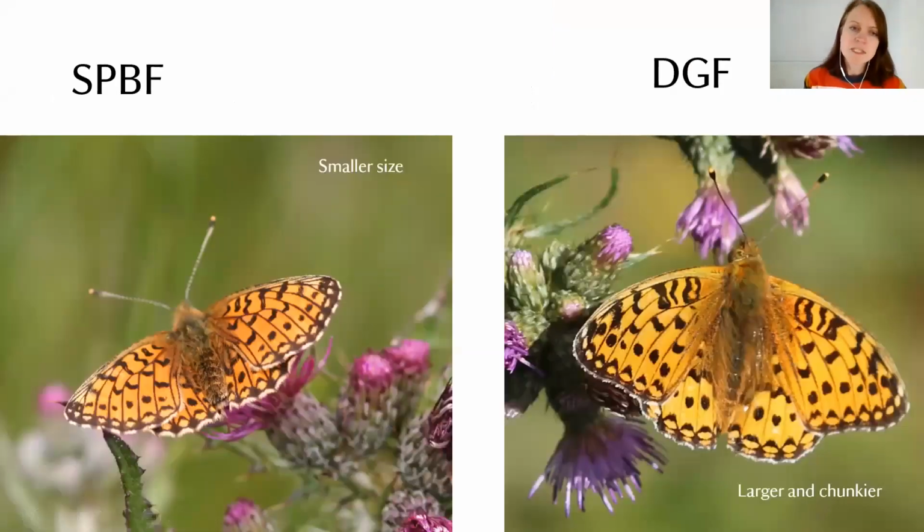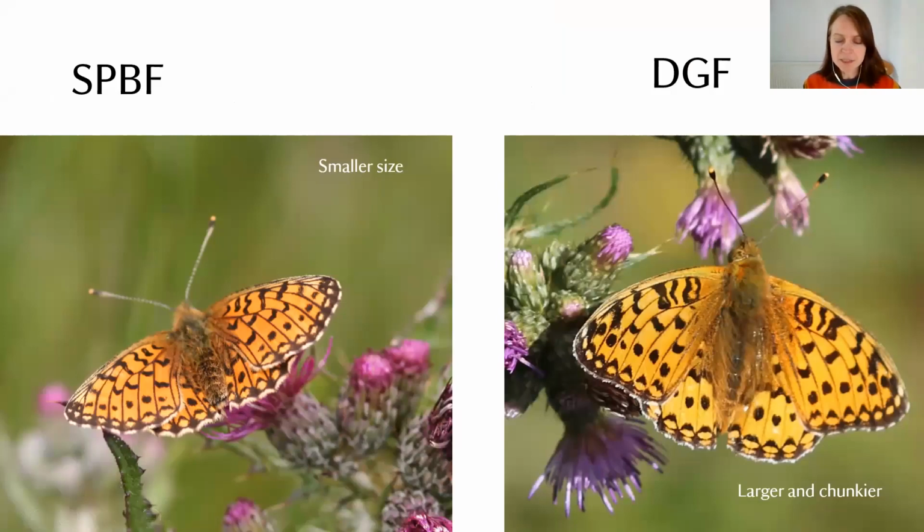Okay, so a bit of a side-by-side, small pearl bordered and dark green fritillary. As I said, size is a big clue. It's kind of shape as well. Remember that umbrella shape for dark green. You don't see that so much in small pearl bordered.